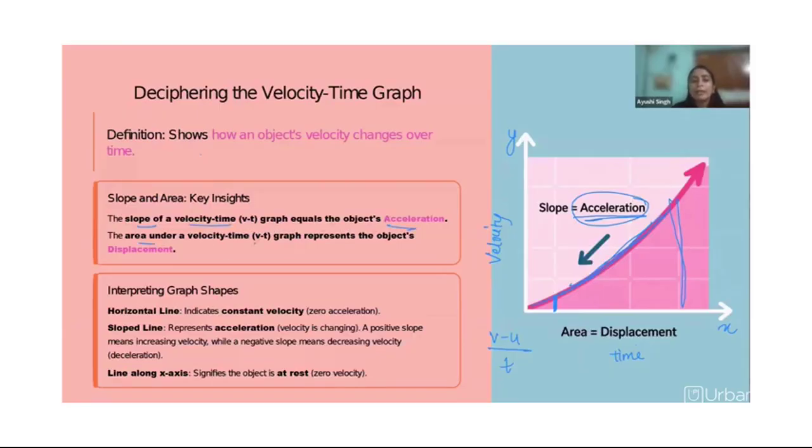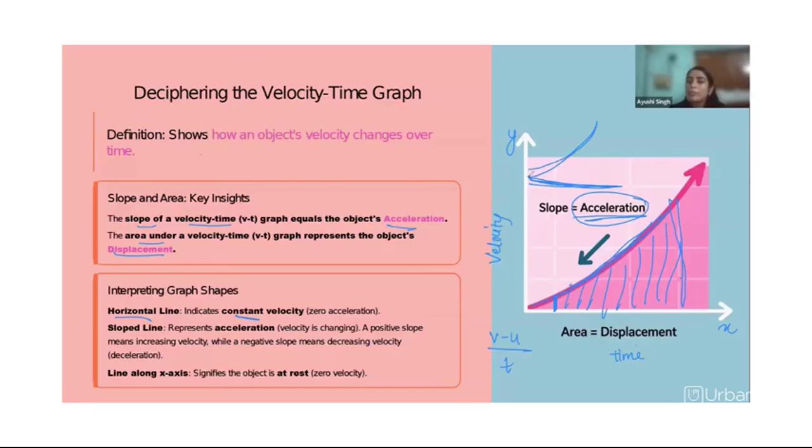And area under a velocity time graph represents the object's displacement. Okay, so the area under this, whatever area it can cover, okay, that will give us the displacement. That means how much distance has been traveled. Okay, so horizontal line again would tell us that the velocity is constant. That means it is moving with a constant velocity if the graph is like this. Okay, so there is no acceleration.